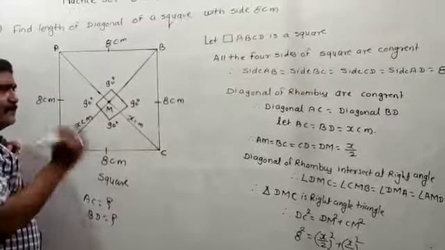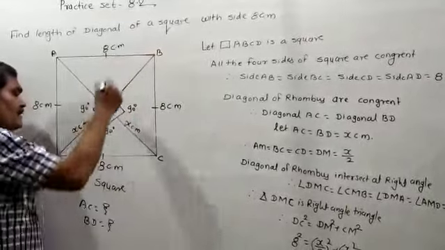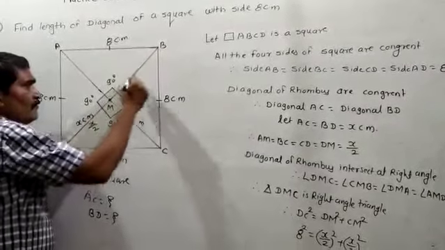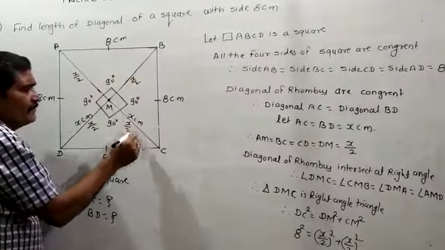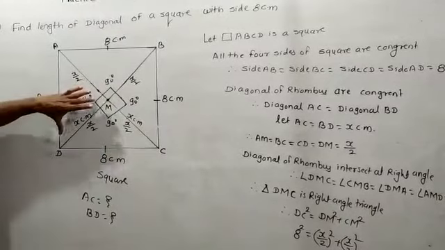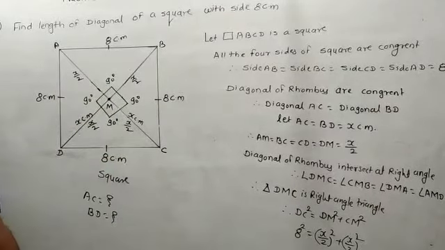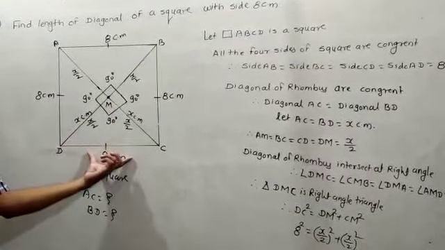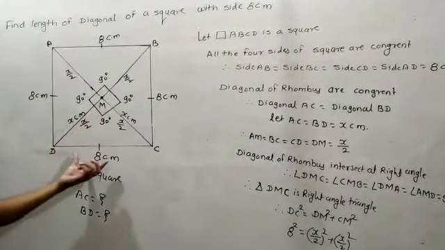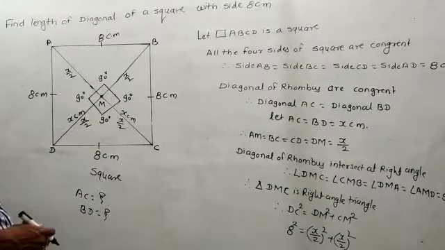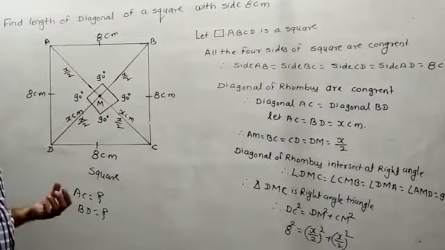Another property, the diagonals of the square bisect each other. If this diagonal is x centimeter, then this one is x upon 2 and this part is also x upon 2. This part is x upon 2 and this part is also x upon 2. And since the diagonals intersect at right angle, this DMC triangle is a right angle triangle. This side is the hypotenuse. By Pythagoras theorem, DC square is equal to DM square plus CM square. You have to utilize the values and find the answer. So in this way I gave the idea of how you have to find the diagonals. Step by step you have to solve the example.